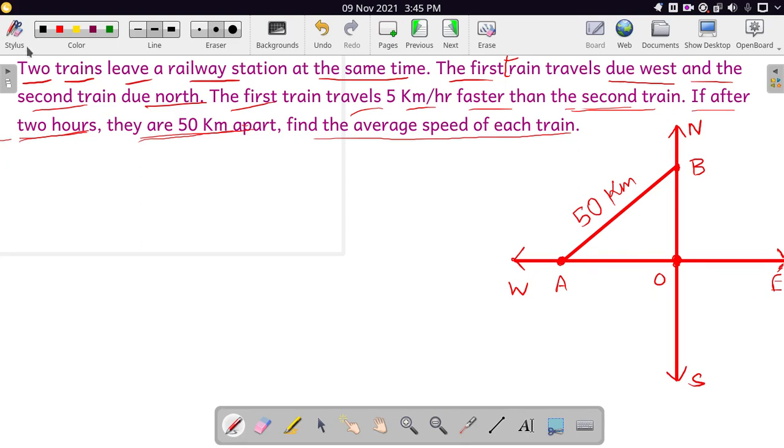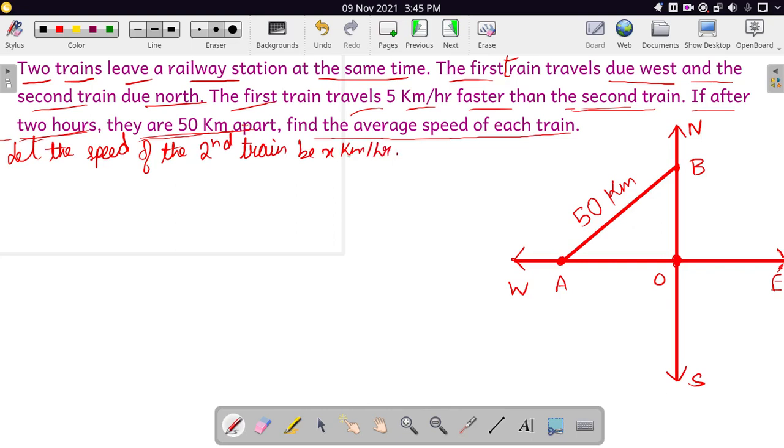Now we need to formulate the equation. We need to assume the variables. Let us assign the variables. Let the speed of the second train be x kilometer per hour.